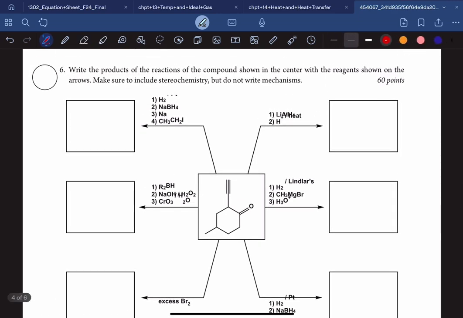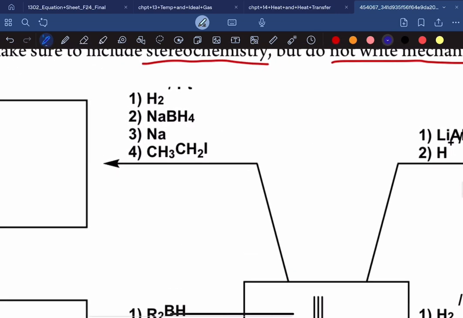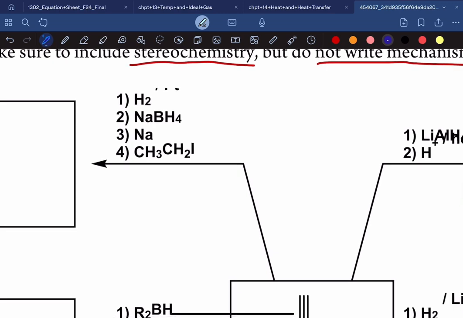Write the products of the reaction of the compound shown in the center with the reagents shown on the arrows. Make sure to include stereochemistry, okay? You don't need to include mechanisms. Okay, perfect. So we can just get started then. Let's move in the left direction. What happened here? H2, I assume there's a Pt there probably. I think it got cut off when I downloaded the sheet, but this should be H2/Pt. So we'll just go through this one by one, reaction by reaction, so you can see.